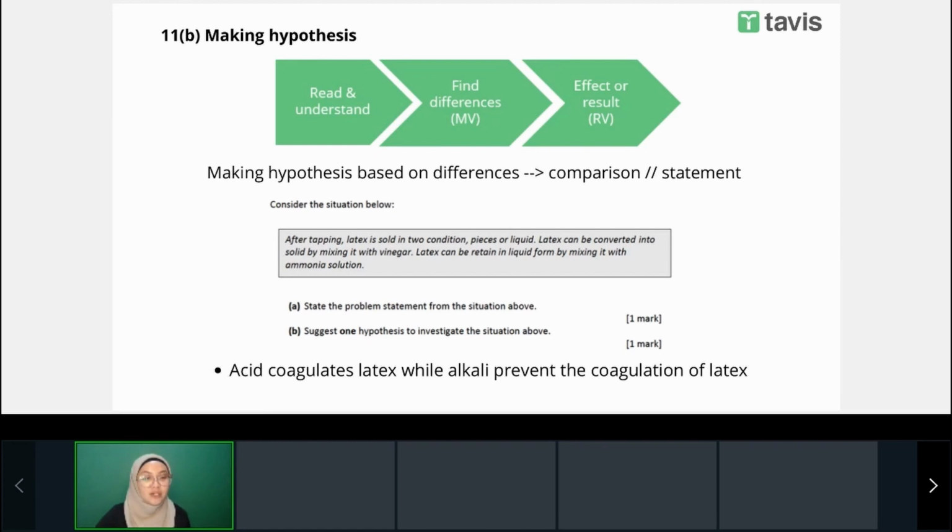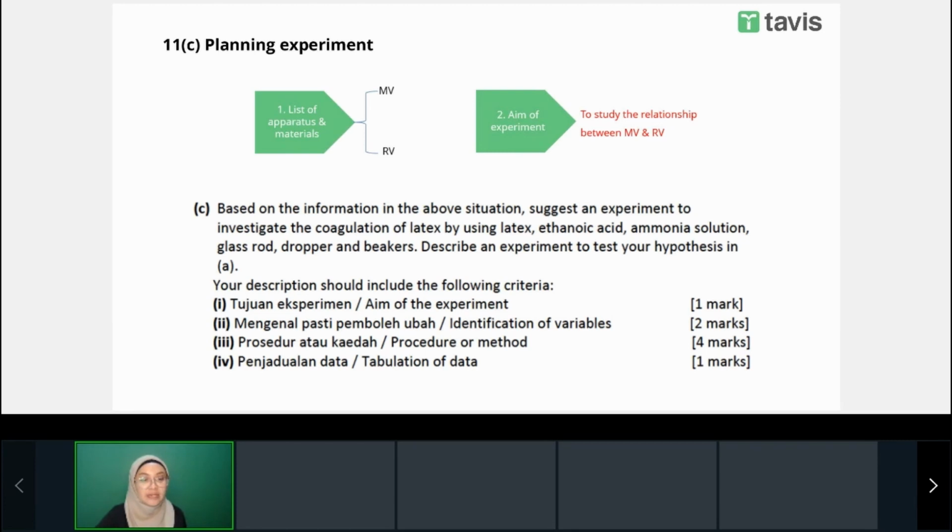Okay, let's see the next question. Making a hypothesis. When you're making your own hypothesis, you have to base it on the comparison and on the statement. The statement over here already stated: when you add in acid, the latex will coagulate, while when you add in ammonia, the latex will remain in a liquid state. So, you can make your hypothesis. This one is a sample of the hypothesis: acid will coagulate latex while alkali will prevent the coagulation of the latex.